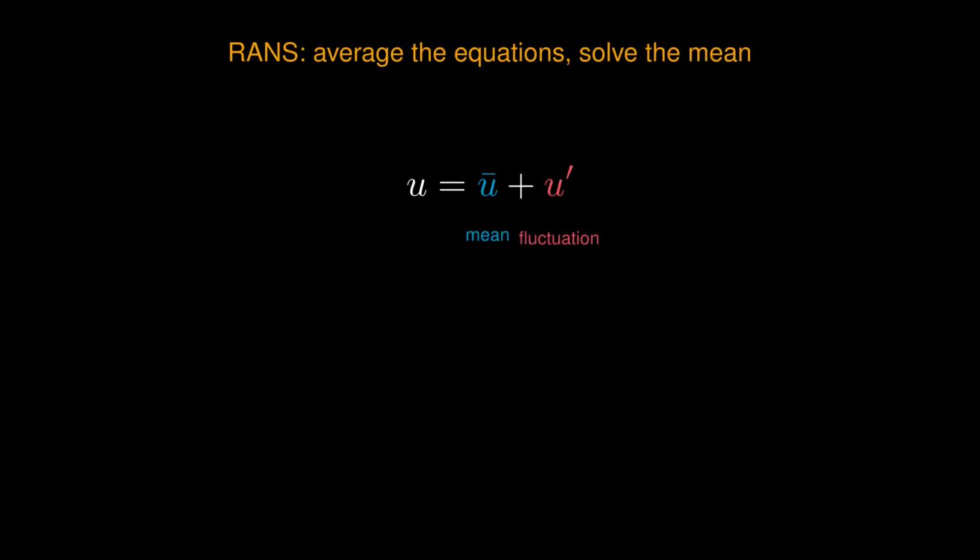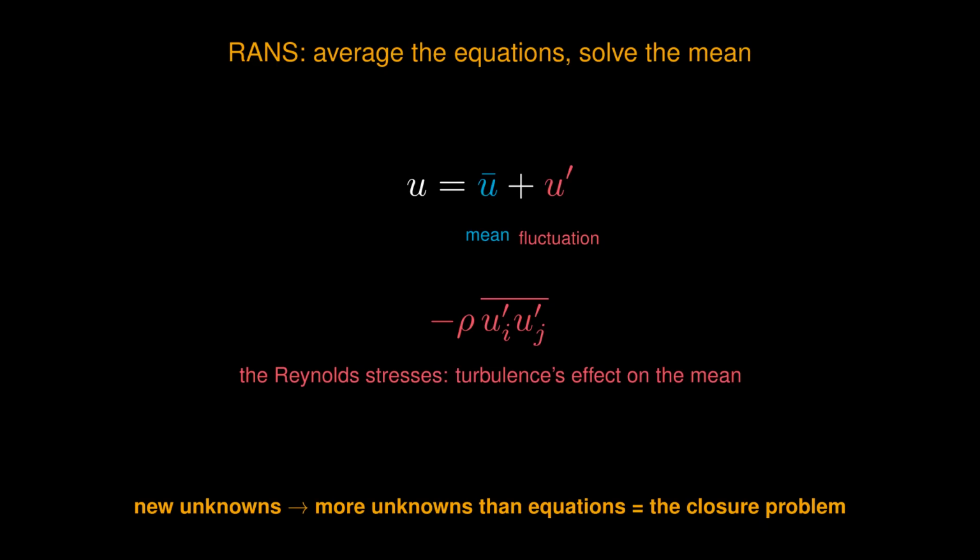RANS is worth a closer look because it's what most engineers actually run. The idea is to time average the equations, splitting every quantity into a steady mean plus a fluctuation, and solve only for the mean. But when you average the nonlinear momentum equation, the fluctuations don't vanish. They leave behind an extra term, the Reynolds stresses, the average effect of all that turbulent churning on the mean flow. And those stresses are new unknowns. You suddenly have more unknowns than equations. That gap is called the closure problem, and closing it is the whole job of a turbulence model.